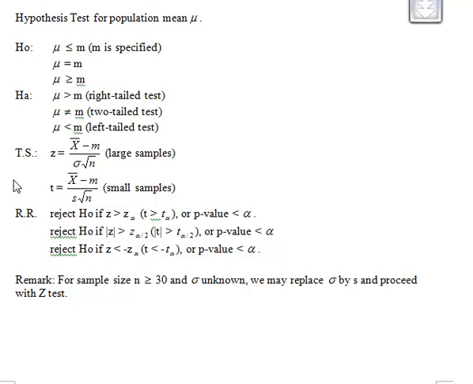The next step, we want to compute the test statistic. If our sample size n is large, we will use the z-test. So z equals x bar minus m divided by sigma over square root n. Now, if sample size n is small, then we use the student t-test. So t will be x bar minus m over s over square root n. Now, small s is the sample standard deviation.